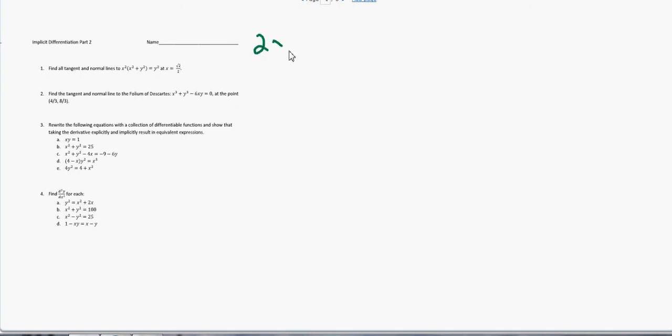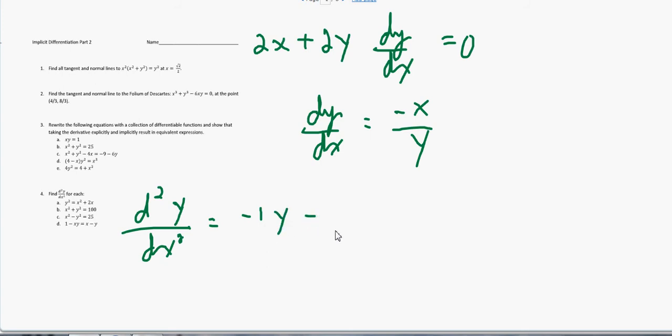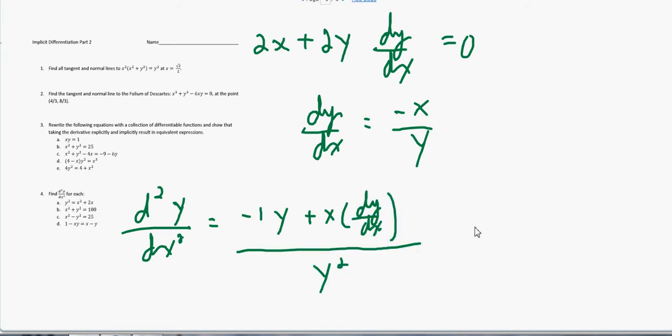2x. This is a circle. 2x plus 2y dy/dx equals 0. dy/dx equals negative x over y. So then the second derivative, the quotient rule, is negative 1 times y minus negative x, which is plus x, times the derivative of y, over y squared. Okay, negative y plus x. You never ever leave dy/dx in there, so we rewrite what dy/dx is, which is negative x over y. Negative x over y.